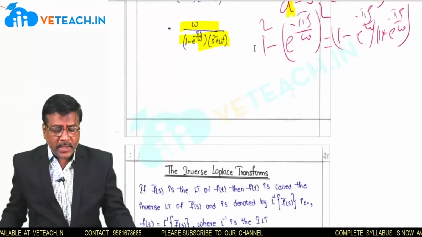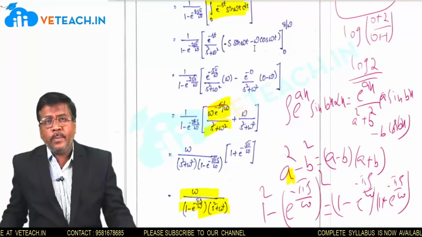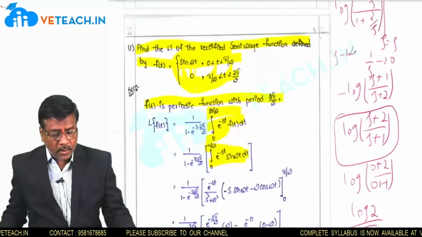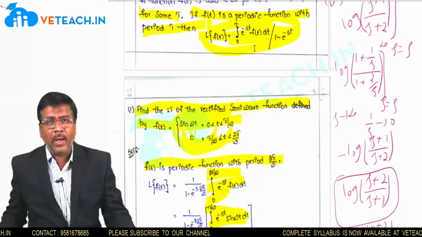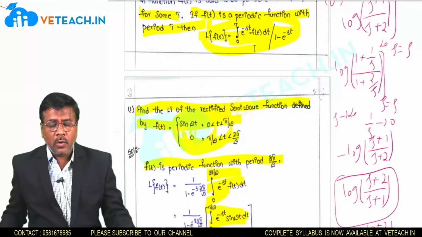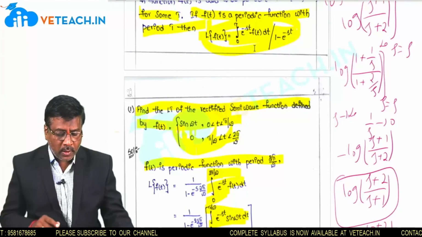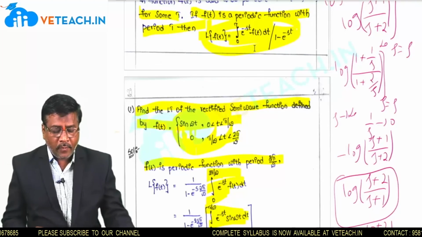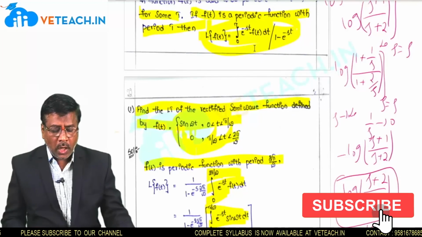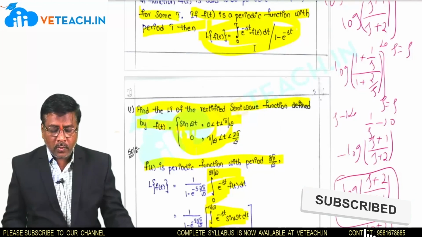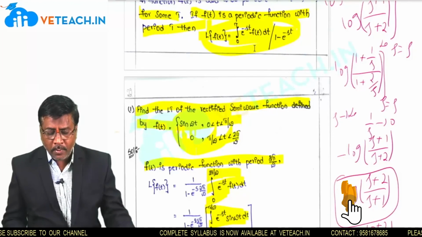So this is a very important concept for the university examinations. There are so many problems available on this concept, and we are able to find these problems. Like that, we have to apply the formula here: L of f of t is equal to the integral from 0 to T of e power minus st into f of t into dt, divided by 1 minus e power minus sT.